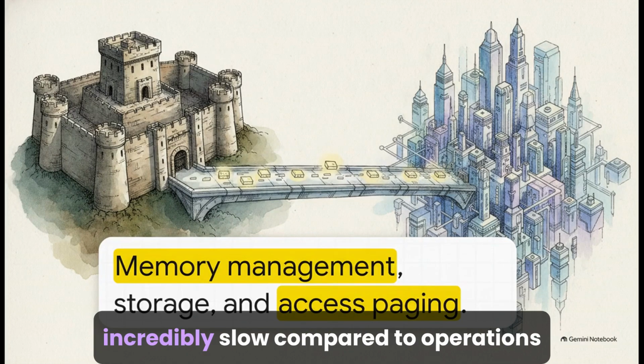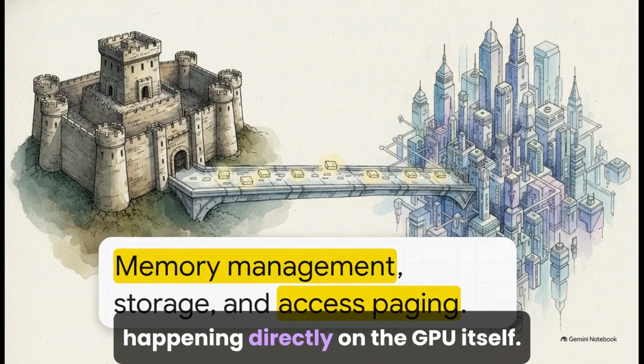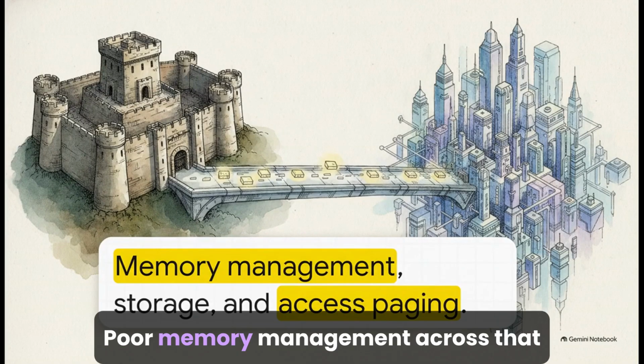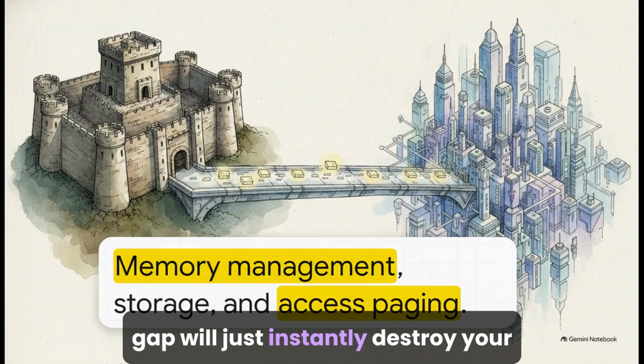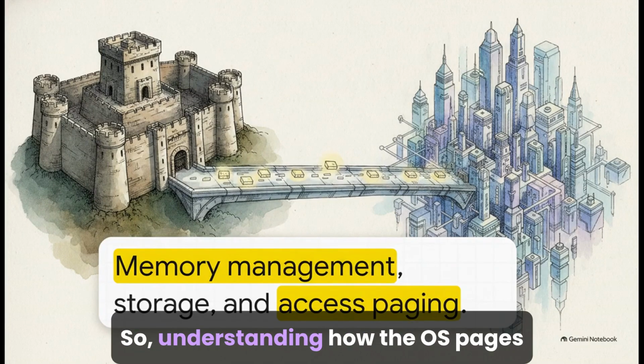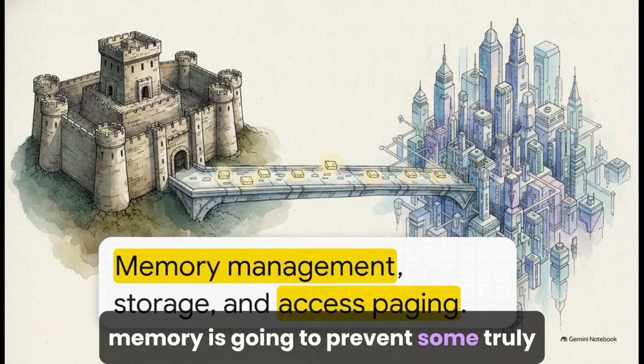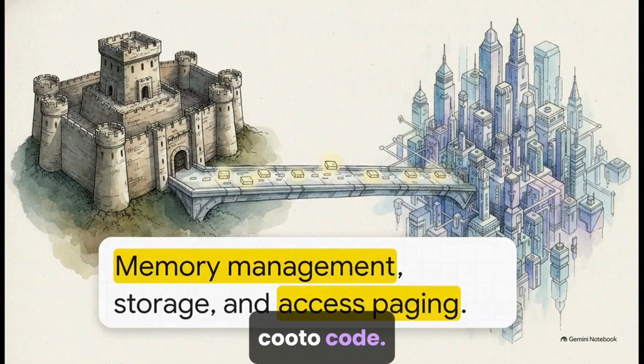You really have to realize that transferring data between the host, which is your main CPU, and the device, your GPU, is incredibly slow compared to operations happening directly on the GPU itself. Poor memory management across that gap will just instantly destroy your performance. So, understanding how the OS pages memory is going to prevent some truly devastating bottlenecks in your future CUDA code.